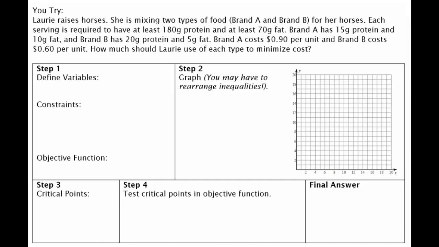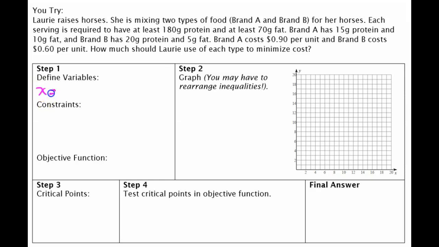In this problem, we're talking about two different types of food, brand A and brand B, and we're comparing them because of the amount of protein and fat that they each have in them. So the first thing that I want to do is define my variables, and my variables are going to represent my two different types of food that we're feeding to the horses, or that Lori is feeding to the horses.